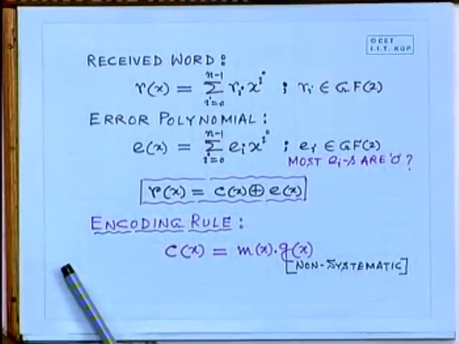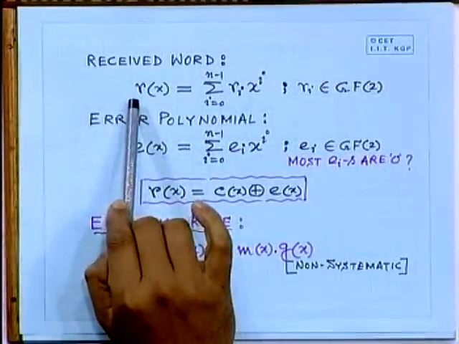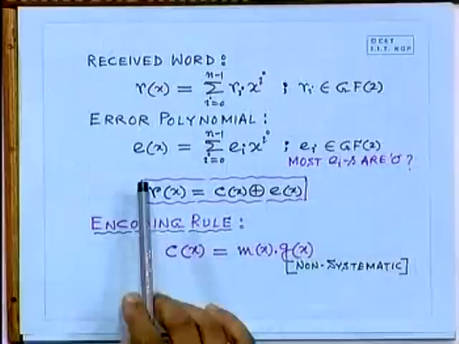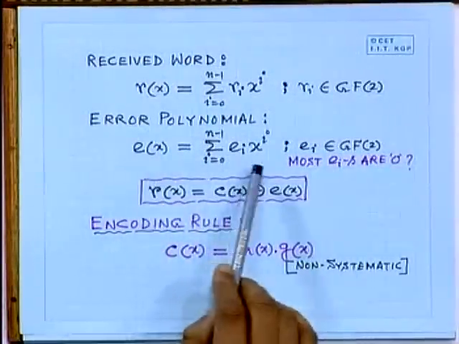And what should the decoder do? The decoder will receive a block of n bits, which I am calling the received code, the received word. Then from this group of n bits, it has to do some decoding operation and give me back my transmitted message polynomial m of x. I am just writing an expression for the error polynomial.